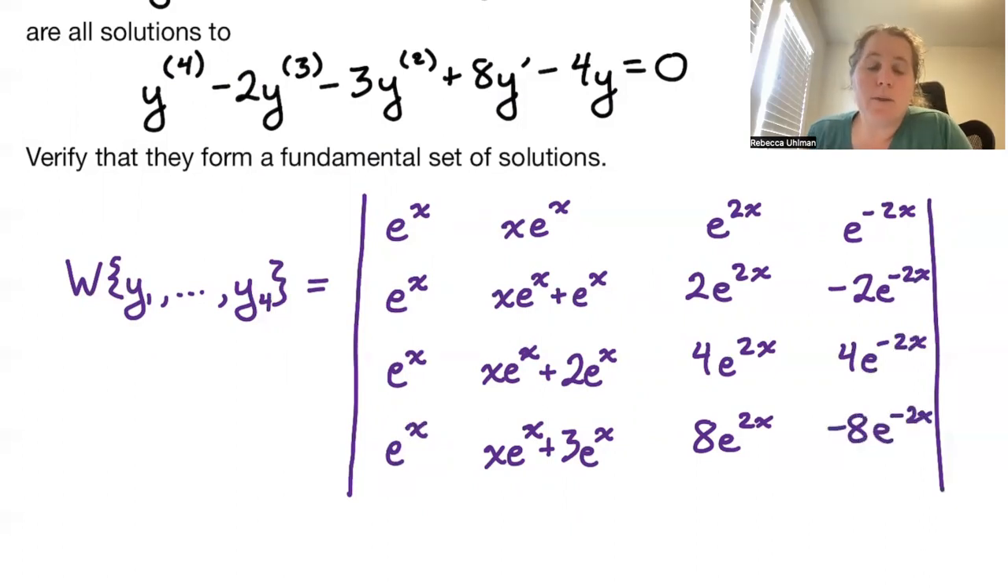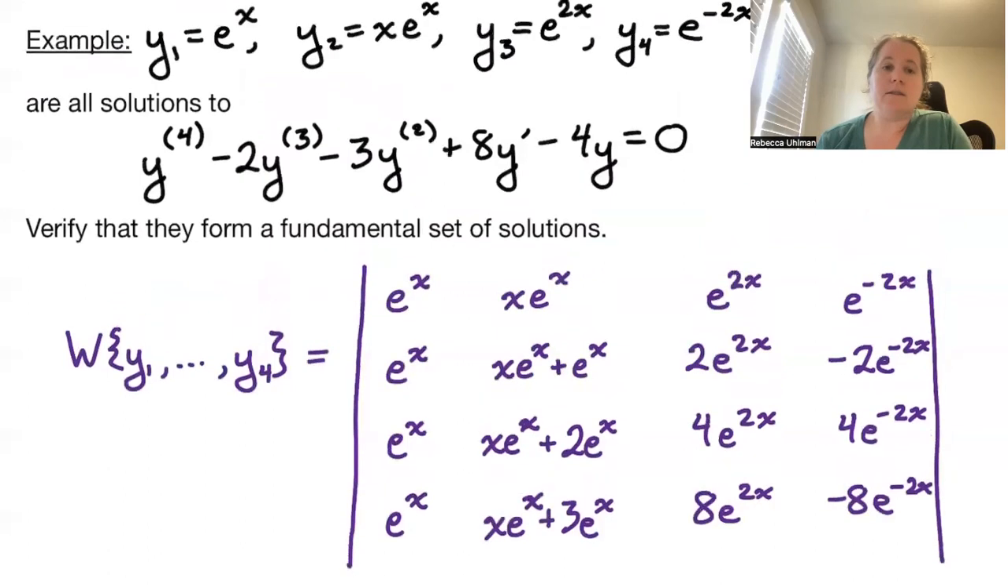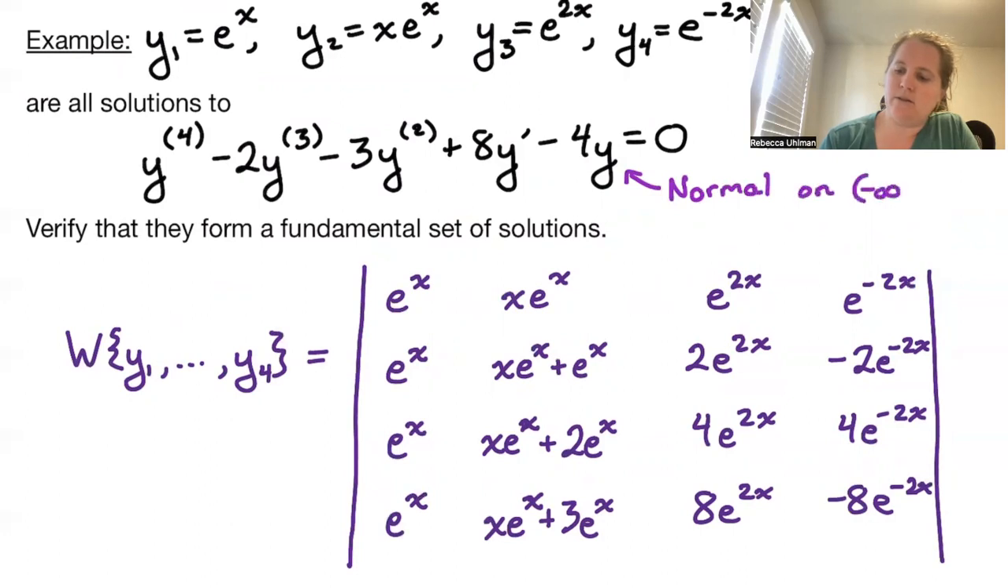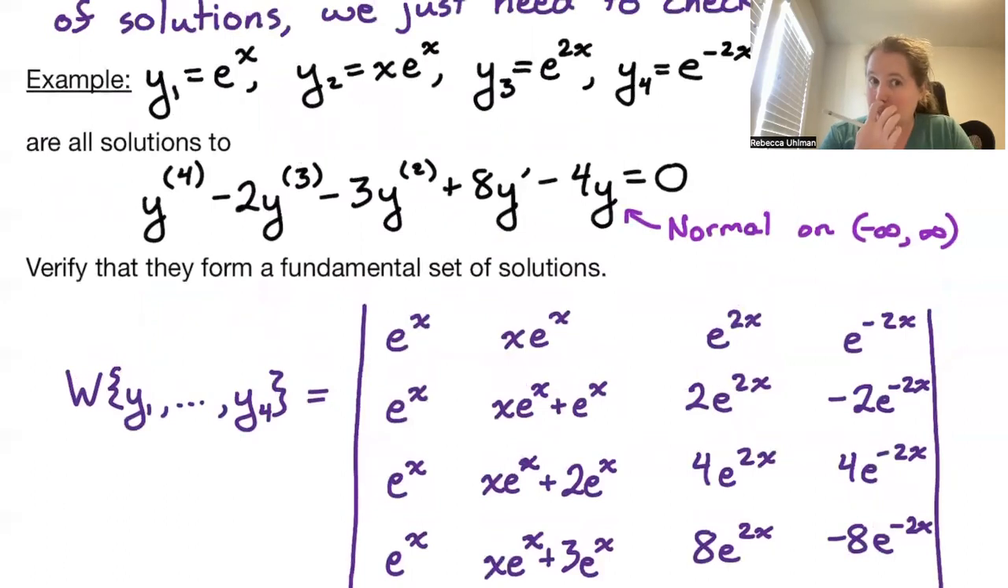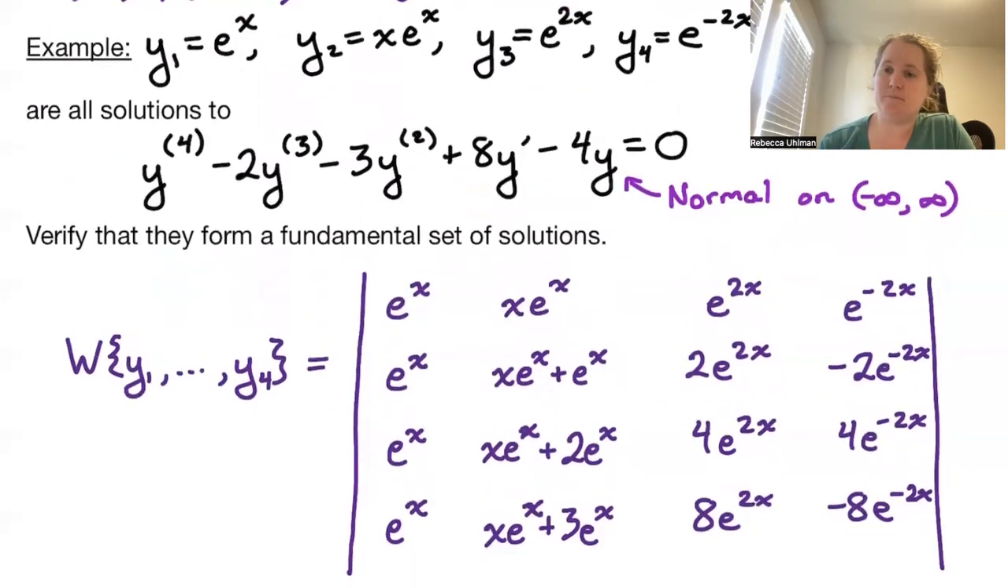Now, I don't want to work with all these x's. The theorem we were just working with told us we could look at a specific point. Constant coefficient equations set equal to 0 are going to be normal everywhere. So we can pick at any point. That's why I didn't specify an interval. So this is normal everywhere. So it's normal on negative infinity to infinity. So let's just go ahead and pick x naught to be 0.